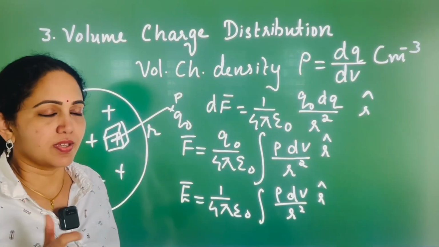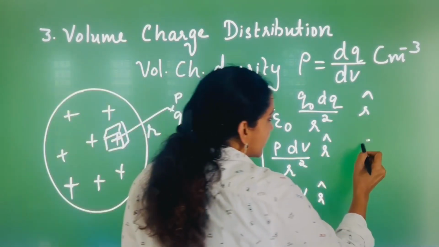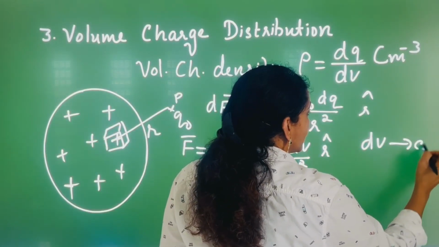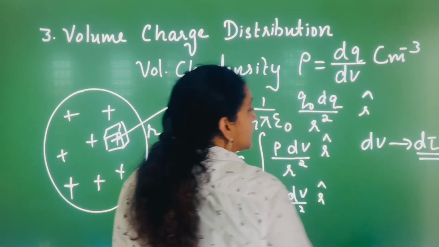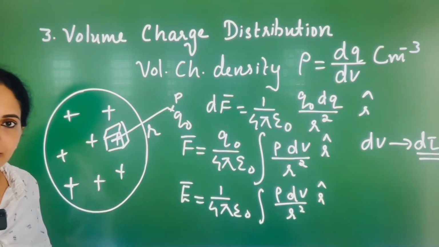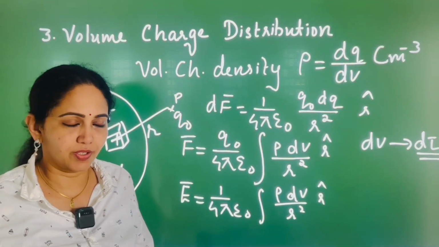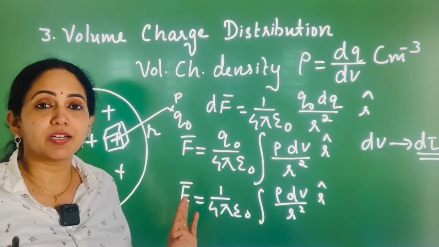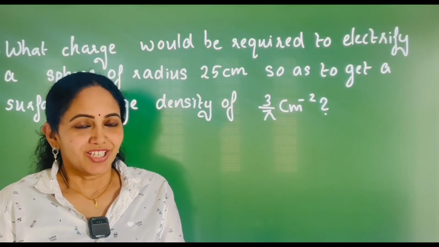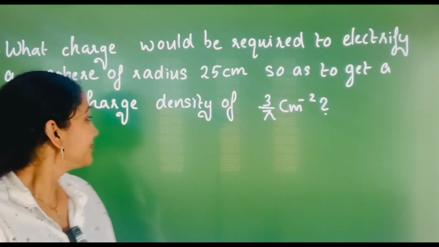In some text, this dv can be written as d tau. d tau എന്ന് കണ്ടാലും അത് വോളിയം ചാർജ് ഡിസ്ട്രിബ്യൂഷൻ തന്നെയാണ്, മിസ്റ്റേക്ക് ഒന്നും ഇല്ല കേട്ടോ. സോ dv ആയോ d tau ആയോ എന്ത് വേണമെങ്കിലും യൂസ് ചെയ്യാം. ഓക്കെ, now we are going to do one problem.